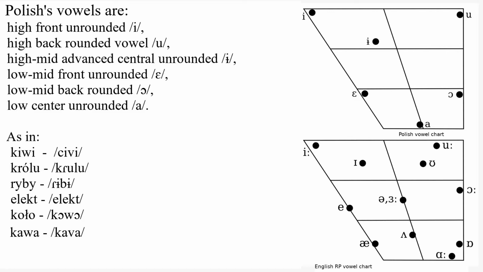Basically what you want to do in order to teach yourself these vowels is to find a chart of your language's vowels, which might be found on any Wikipedia language phonology page. For most common languages, there are charts. So in order to teach yourself these vowels, you want to try to find the closest vowels in your language to the one that you want to teach yourself to say in Polish, and then modify it slightly until you hear the sound that you want to hear. And in Polish, we have these vowels: I, U, Y, E, O, and A. As in kiwi, królu, ryby, elekt, koło, and kawa.